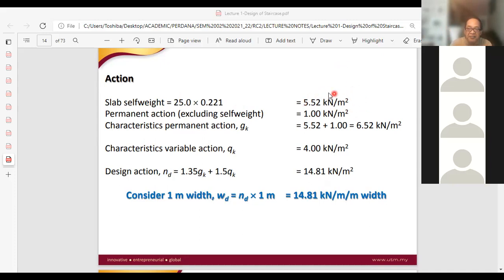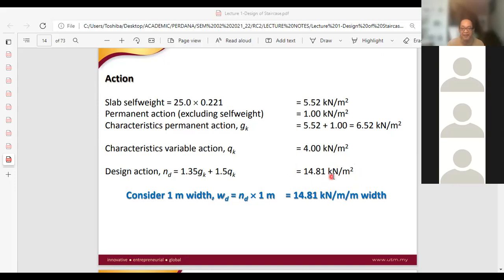Okay. So we have our self weight plus our finishes. This will give us the total GK. And this is our total QK. From these two values, GK dengan QK, maka dapatlah kita punya design load 1.35 GK plus 1.5 QK. Harap-harap masih ingatlah, hoping that you all still remember the equation yang digunakan to evaluate the design load, which is 1.35 GK plus 1.5 QK from your previous RC1. So this is the value 14.8 kilonewton per square meter, approximately lebih kurang lah 15 kilonewton per square meter.